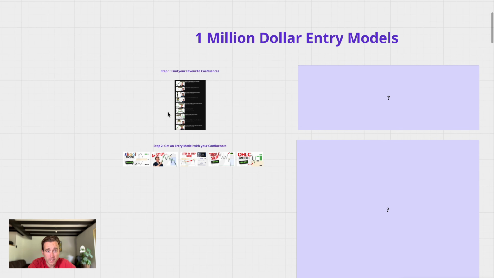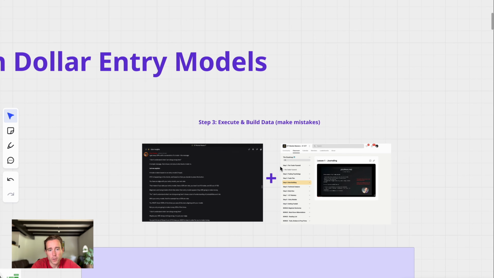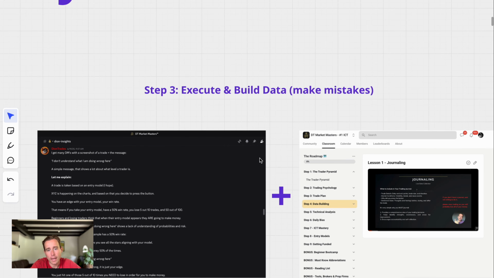Cool. And there's a third step in this framework, and that's where 95% of traders miss it completely. They're either too lazy or they just don't want to make money. But it's the part of trading that takes the most time. It's the most tedious, and to be honest, it's just not a very fun part of trading. Everybody wants to just push buttons and then make money. But the third step is all about executing and building data.